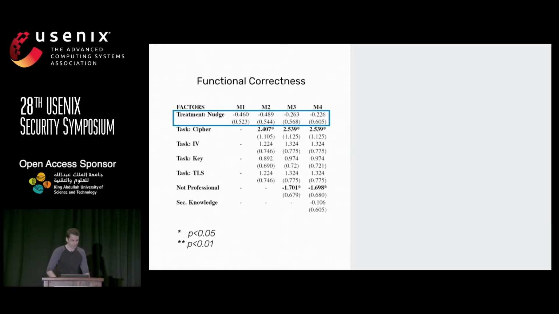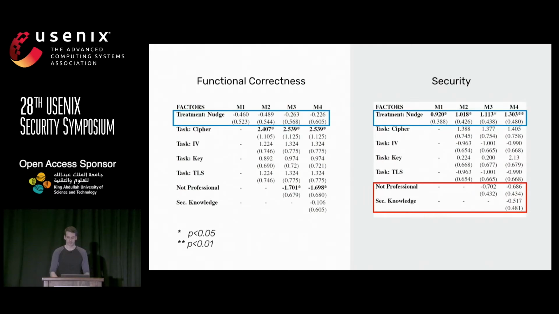And yes, we achieved our first goal for functional correctness. The solutions of both groups achieved a very high level of functional correctness, and the nudge group had no significant negative effect on functional correctness. And we also achieved our security goal, as the nudge group significantly outperformed the control group with respect to the security of the solutions.